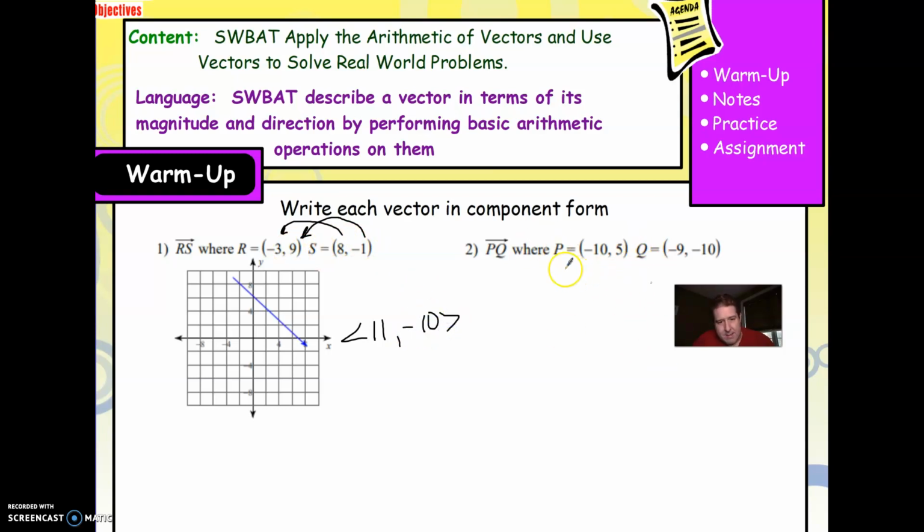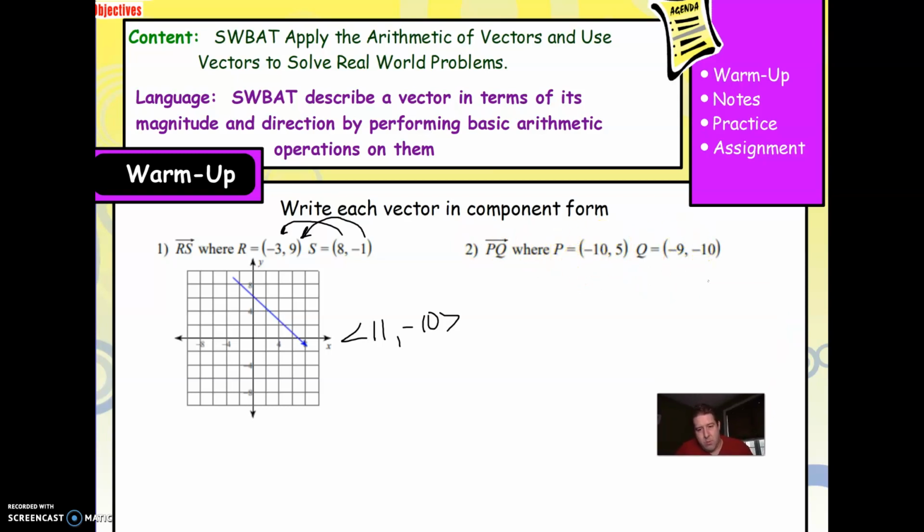Over here, we have the exact same thing. So P going to Q, that's the initial point. So it is in the correct order in this case. So that's going to be PQ equals, negative 9 minus negative 10 makes negative 9 plus 10, which is 1. And negative 10 minus 5 more makes negative 15. There's your component form of both pretty quickly.